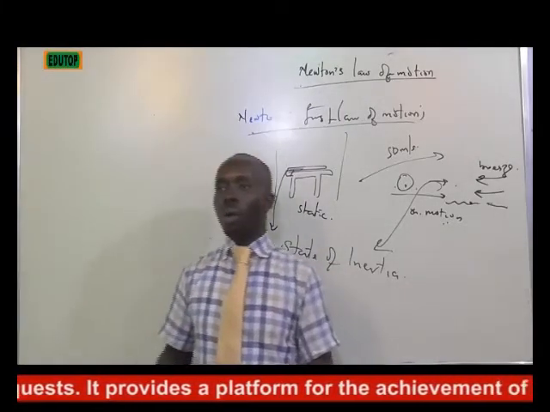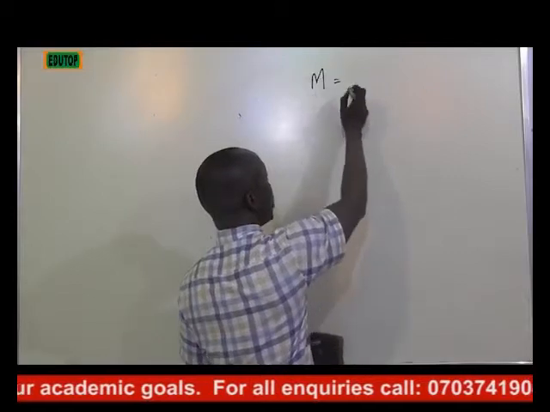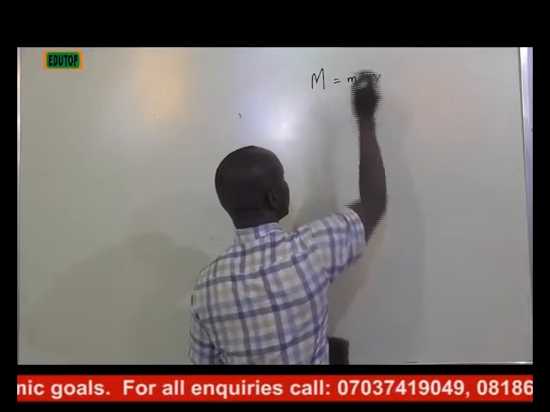Now let's go to what we call momentum. It is just the product of mass and velocity. That is, momentum is defined as the product of the mass and what? Velocity. That is, when you have your P as your momentum, then it is mass times velocity.